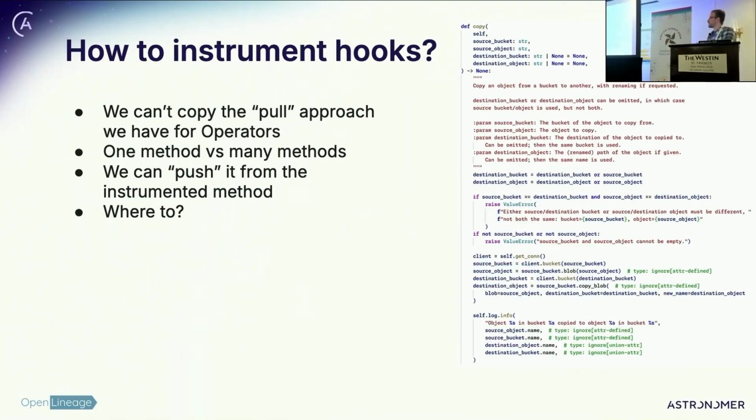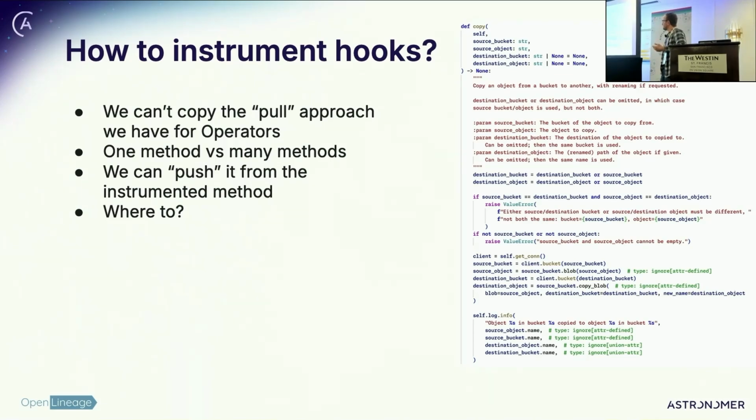So how would we instrument them? We can't use the full approach that we use in operators, which is to have a method where the hook defines the lineage, just because there are a lot of methods on hooks, right? One is copy, one is write to. There's a lot of stuff that one hook can do. It basically defines the whole interaction with some external system.